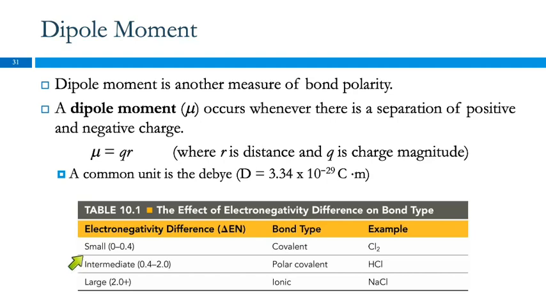So in this table we have bond types and electronegativity difference. So for a covalent bond, and I would add nonpolar in front of that, so a nonpolar covalent bond, we have a small electronegativity difference. A polar covalent bond, we have an intermediate difference, and if there's a large difference, we have an ionic bond.